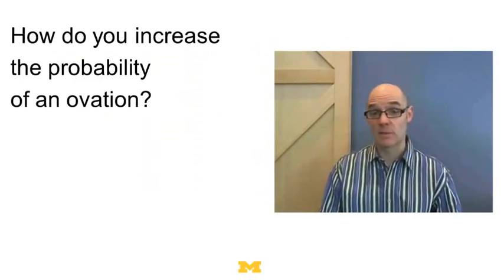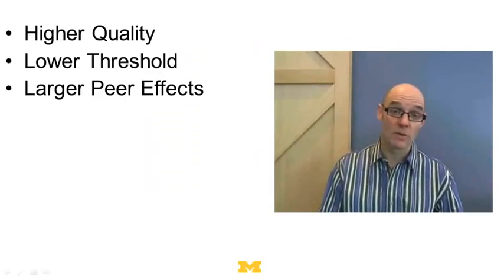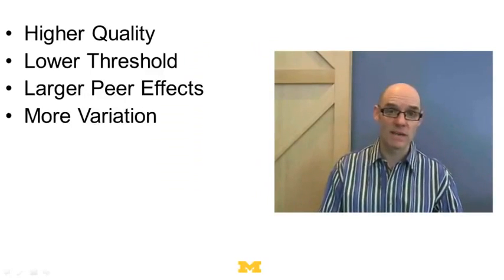Okay, so what do we got? How do we increase the probability of a standing ovation, right? We had the 4 we had before. Higher quality show, right? Lower thresholds, larger peer effects, those are the obvious ones, right?